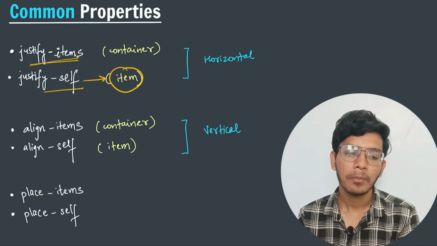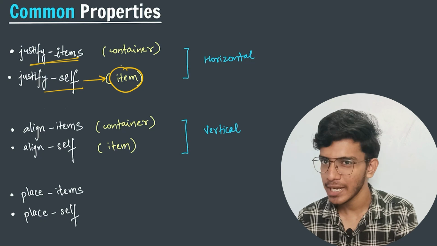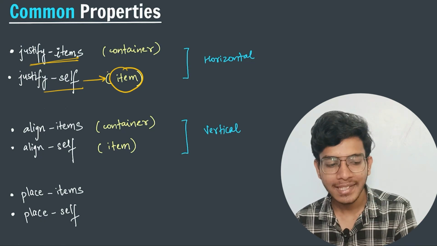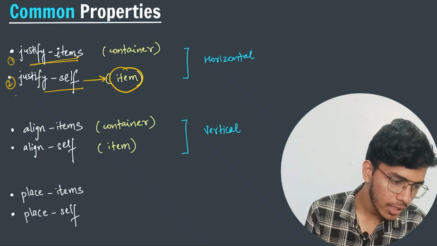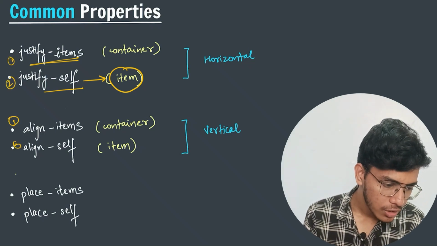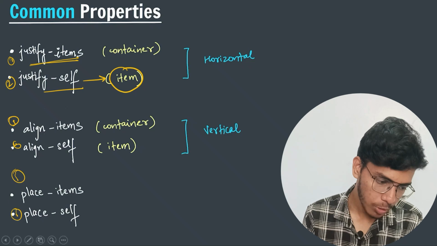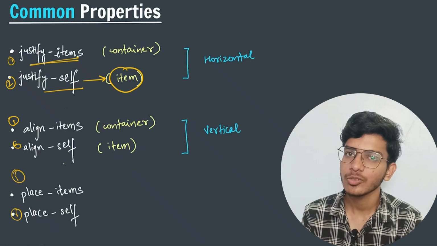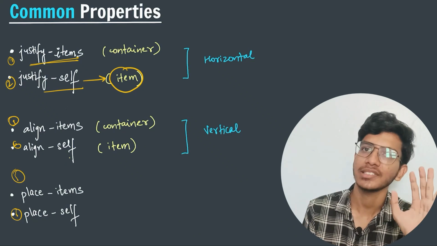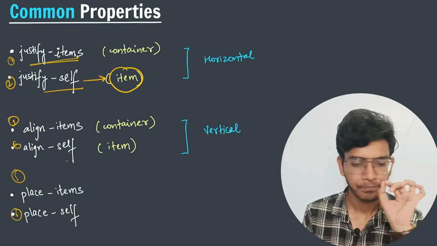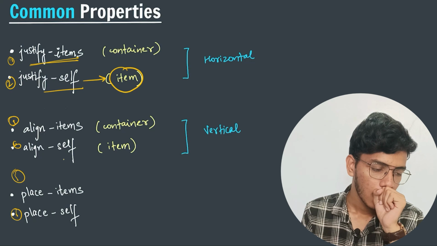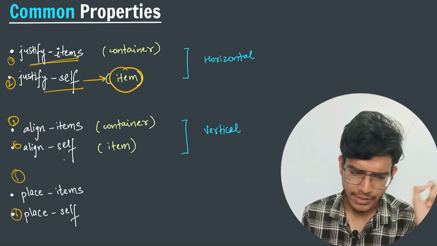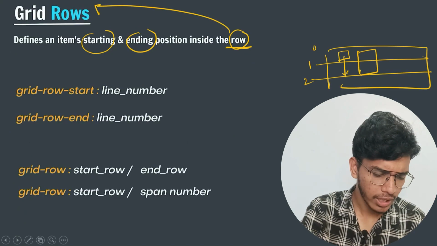So I will show you some properties here, but I want you to experiment with all of this. How many properties am I having? 1, 2, 3, 4, 5, 6, right? 6 properties. I want you to experiment with all of these properties. I will show you some of them here. Justify items, container, justify self. We will see how this will work.